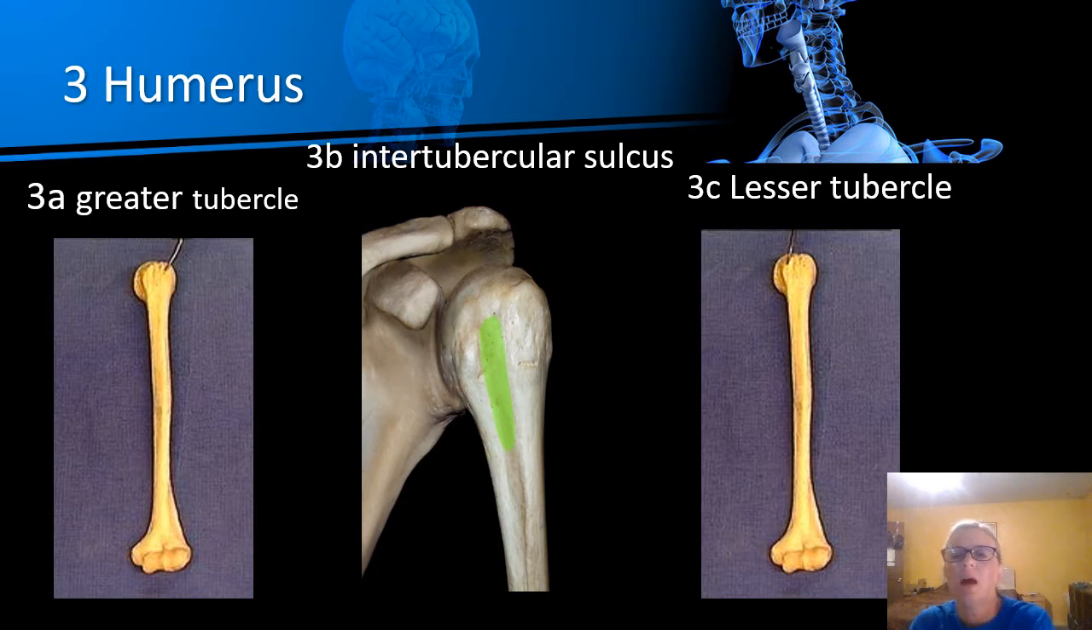On 3A, you have the greater tubercle, so it's gonna be the larger one. You can see it's kind of a rounded projection there, or bump almost. And then the lesser tubercle is this one here on the side that is smaller. Inter means between, so intertubercular basically means between the tubercles. There is a sulcus, and a sulcus is a depression. Again, I use the APR image because it's hard to see that depression in these pictures. So between the tubercles, depression.